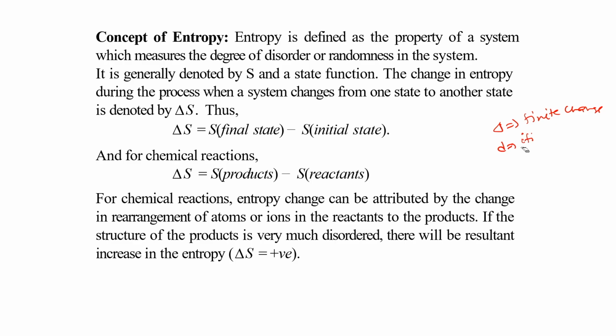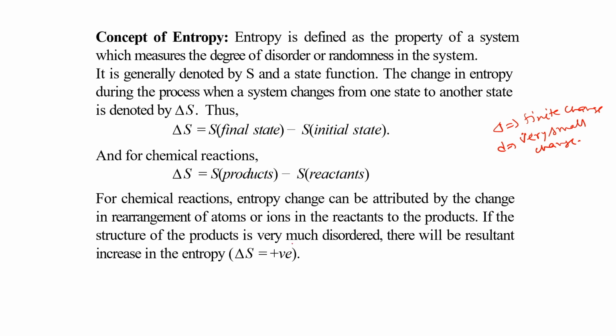Very small change, infinitesimal change. So delta S is S final minus S initial, and for a chemical reaction delta S is S products minus S reactants. For chemical reactions, entropy change can be attributed to the change in rearrangement of atoms or ions in the reactants to the products.